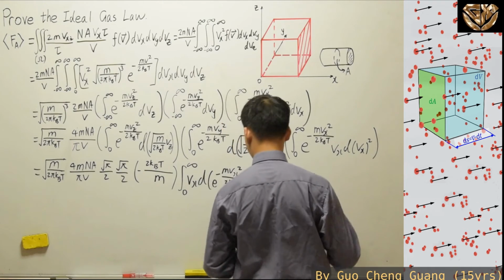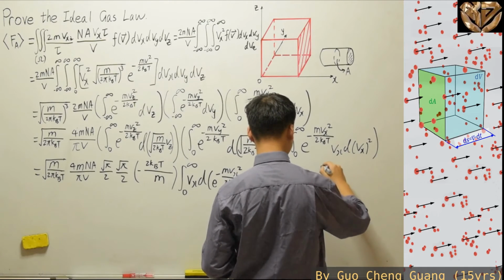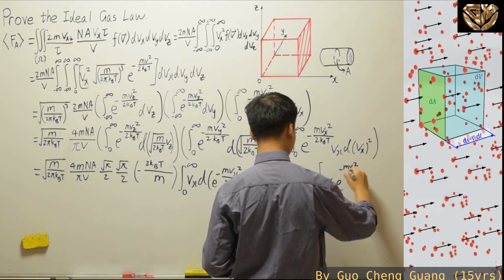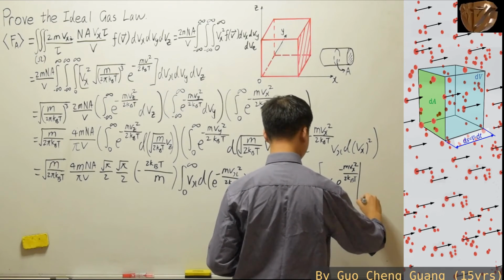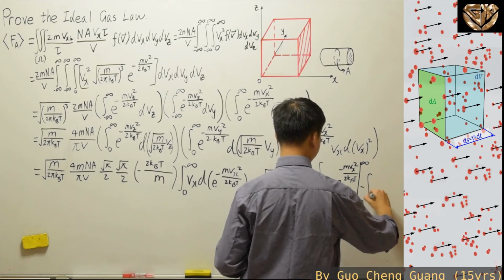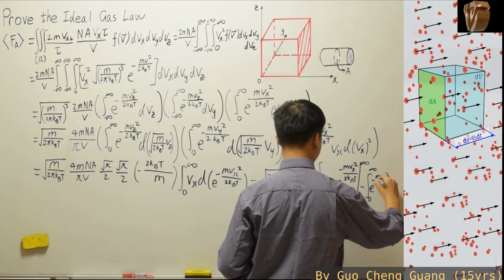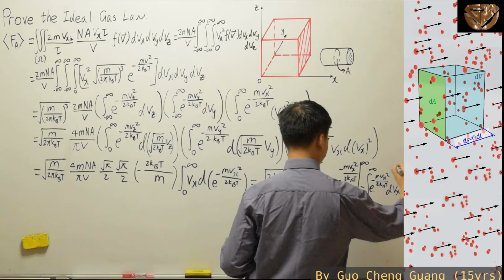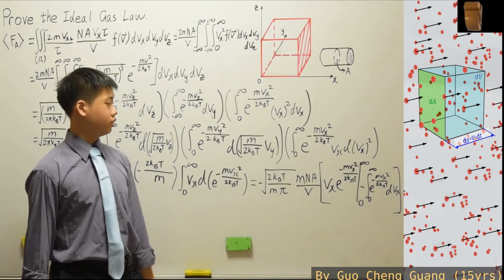How are you going to solve this? vx e to the power of negative mvx square over 2kbt. This part you have to sub in 0 to infinity, while the other part would be minus integrate from 0 to infinity e to the power of negative mvx square over 2kbt dvx. Alright, so that is the part where you're going to see it.